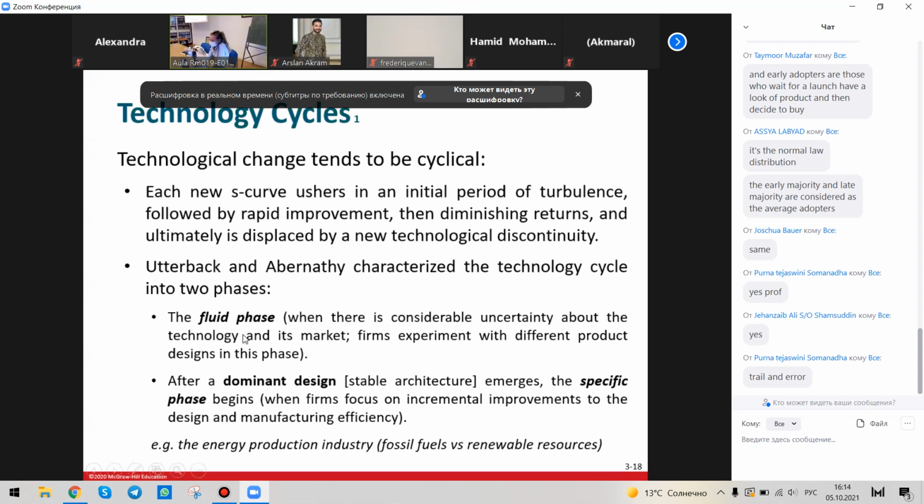In the fluid phase, we have again new technology, new markets, new industries, and usually we have architectural innovation. Once we define the architecture or the design, so once we define an overall and shared design for a specific innovation, we have the specific phase, that means component innovation or incremental innovation. We also might have these two different phases within one market.